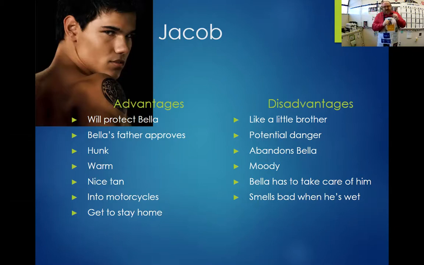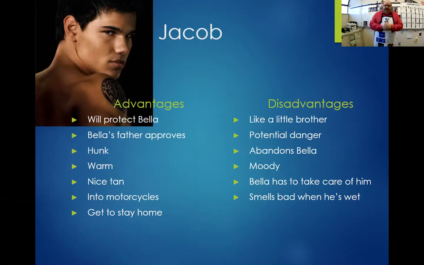But the disadvantages of Jacob, because there's such a close family relationship there, a friendship, Jacob has become kind of like a little brother for Bella. So she likes him. She thinks she might romantically like him, but not totally sure. There's the potential danger. I mean, he is a werewolf. And if the rest of the pack doesn't approve, she could be in trouble. He also gets upset because Bella won't make a decision and he abandons her. He gets really moody and broody. That's the teenage boys, like I say. Yes, you boys, I said that.